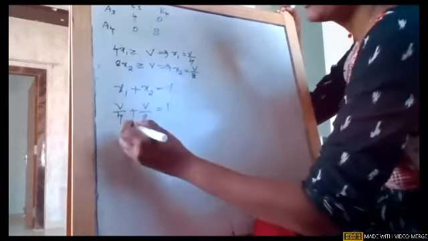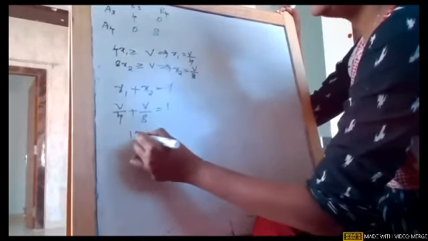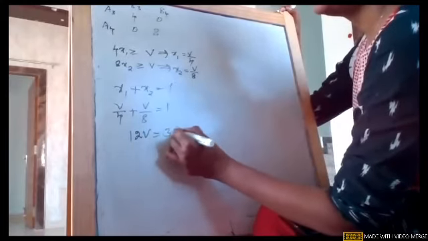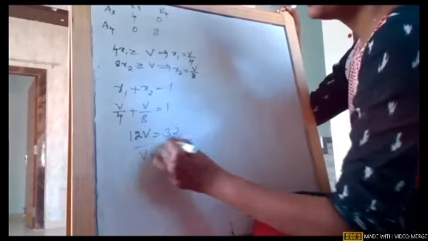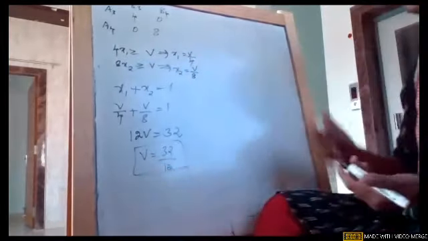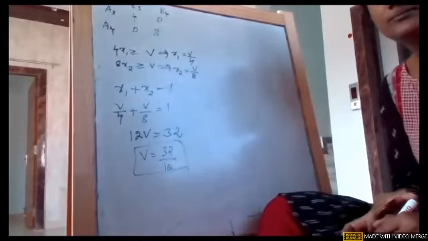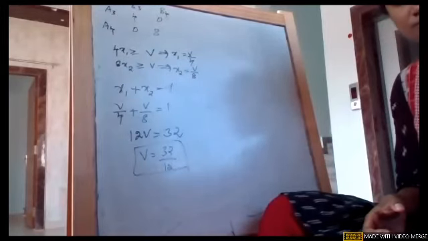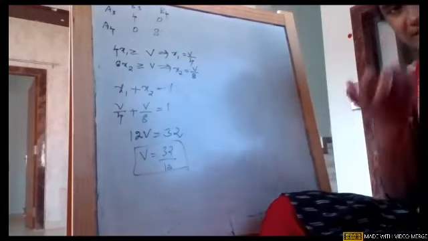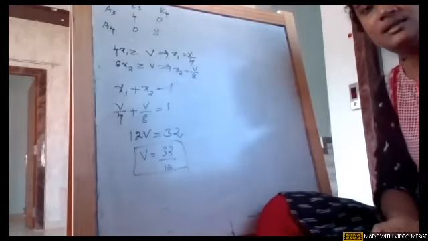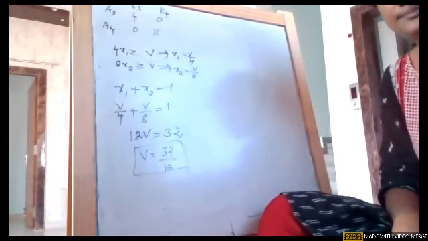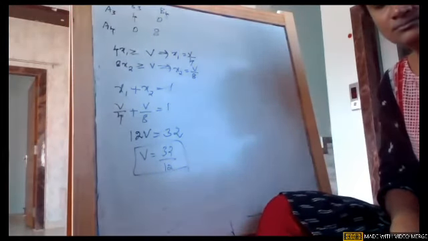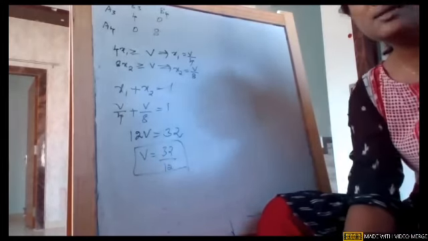So 12b is equal to 4, 8s are 32. So b is equal to 32 by 12. So the value of the game for this particular problem is 32 by 12. So that is how we need to apply. These are the problems under game theory. Any doubt, girls? Please let me know.